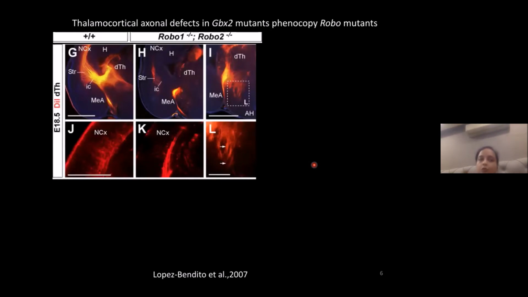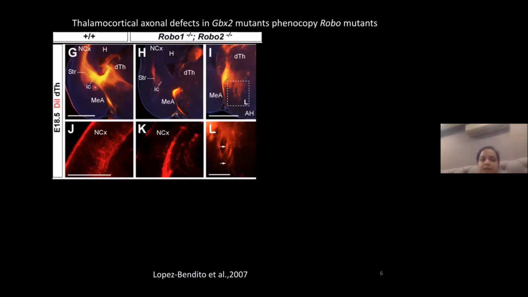What is ROBO? ROBO is a receptor for a particular chemorepellent ligand called SLITs of the SLIT family. So the SLIT family ligands bind to ROBO and initiate repulsion of those neurons which express the ROBO family of receptors. So in the mice, there are two known ROBO receptors, that is ROBO1 and ROBO2. What this particular group did was they placed a dye into the thalamus. In older days, it was called the dorsal thalamus, hence DTH. It's the same as the thalamus.